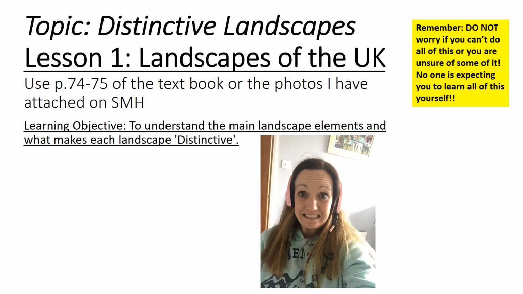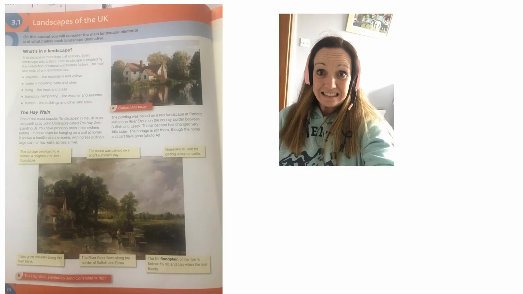And the learning objective for today is to understand the main landscape elements and what makes each landscape distinctive. So distinctive means different, special, unusual, or makes it stand out. Okay. So I'm going to now read you this page of the textbook.